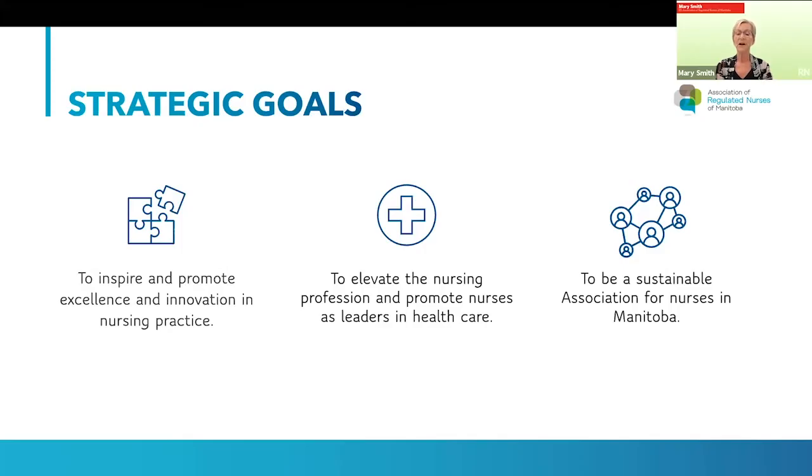The association's strategic goals developed by the board are critical to our operations as they drive our priority setting, our resource allocation, capability requirements, and budgeting activities. These three goals guide our work, so whatever we do, it's meant to inspire and promote excellence and innovation in nursing practice, elevate the nursing profession and promote nurses as leaders in healthcare, and be a sustainable association for nurses in Manitoba. As the executive director, these goals are always top of mind. It's how I categorize my reports to the board and how we evaluate what we do. I also use them as part of my 30-second elevator speech when I have an opportunity to speak to key stakeholders or government officials.